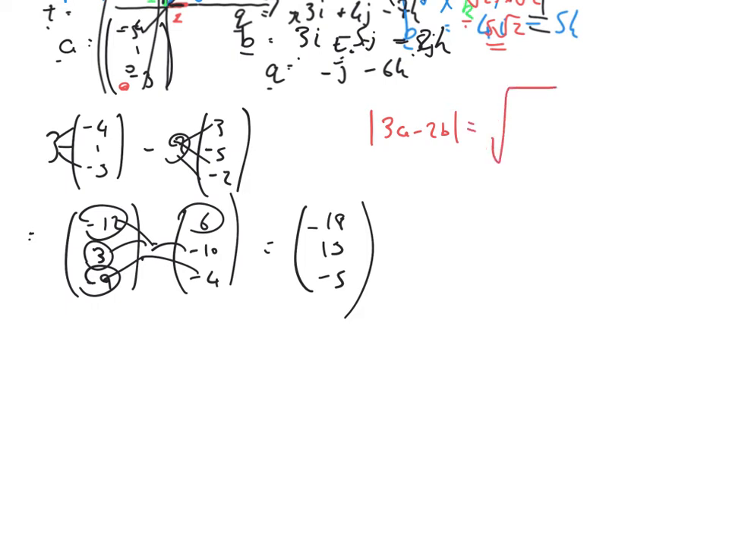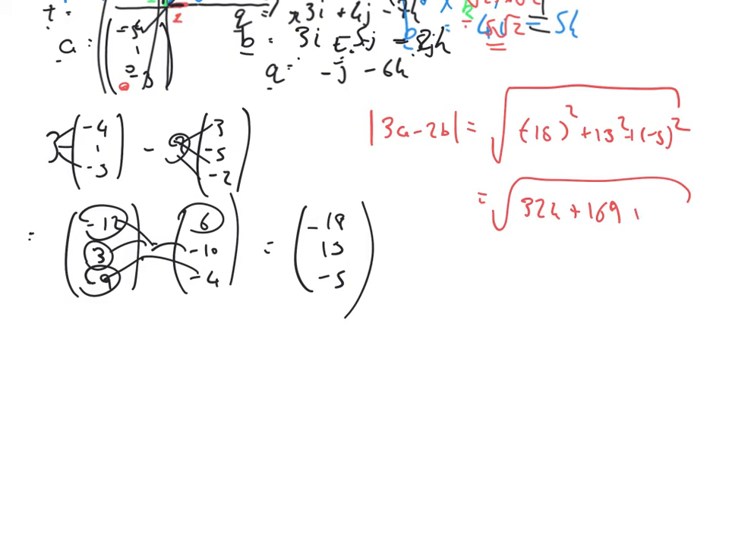Okay, so there are the components, that's the square root of minus 18 squared plus 13 squared plus minus 5 squared. That is the square root of, minus 18 squared is 324, 13 squared is 169, and minus 5 squared is 25. Okay, so 169 plus 25, that's going to be 194, 194 plus 324, and that's going to be 518, square root of 518. Okay, now it's worth scrutinising 518 to see if there's any factors that come out, but if you test it and scrutinise it, you'll find that there aren't, so that's a fine answer.